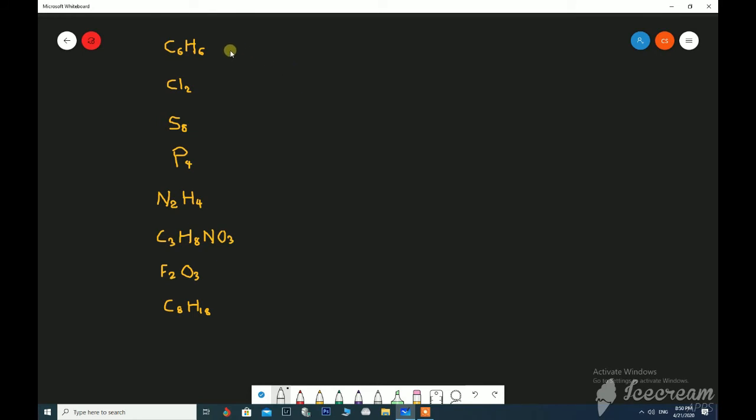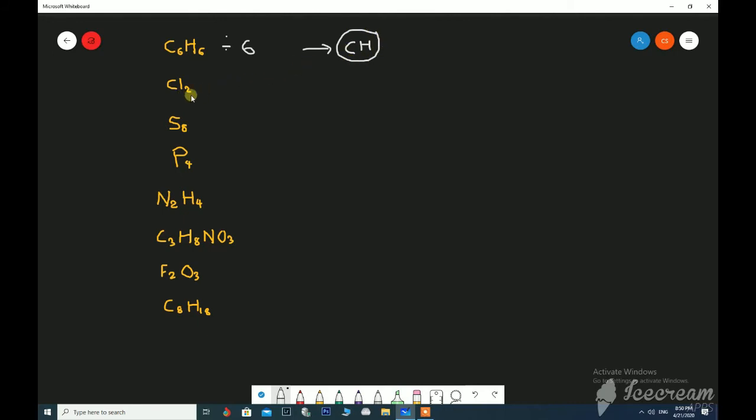Let's see the first example. Here 6 carbons and 6 hydrogens. We can divide both by 6. By dividing by 6, we will get C1 and H1. Don't write 1 there. So it is the empirical formula, CH.